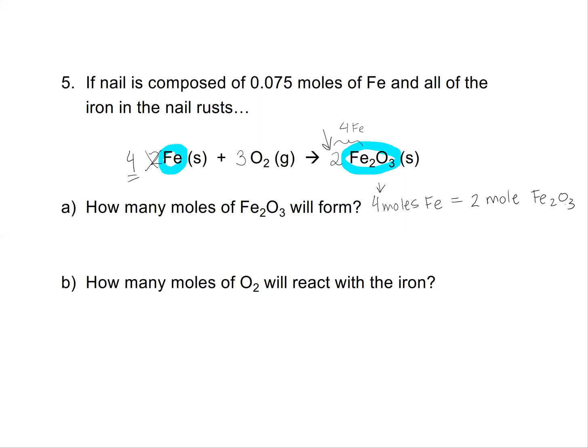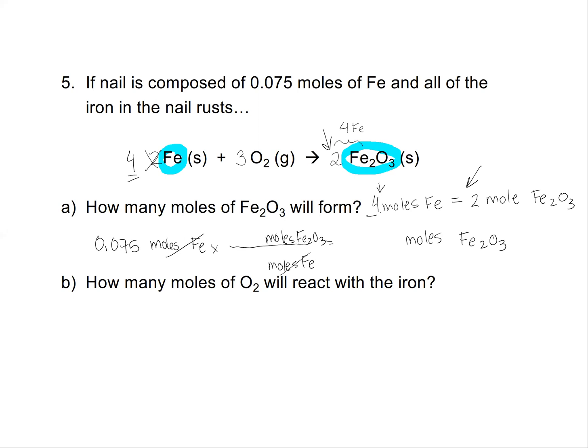So I can set up a one-step conversion using this conversion factor. I start with 0.075 moles of iron. I'm going to multiply it by something to give me units of moles of iron oxide. So I'll input my conversion factor now. I want moles of iron to cancel out. I don't want those units to be in my final product. So I'll put moles of iron on the bottom, and that leaves moles of iron oxide on the top.